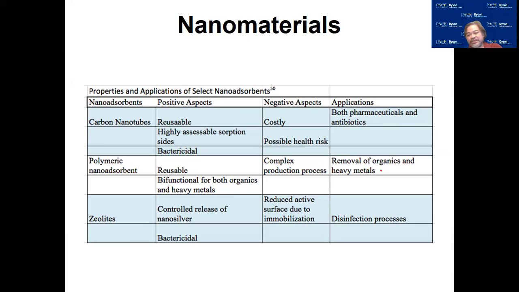Now, the polymeric nanoadsorbent, they found it to be reusable, with a complex production process, that's the negative aspect, and applications in removal of organics and heavy metals. It is bifunctional for both organics and heavy metals. And then we have the zeolites, okay? So this has controlled release of the nanosilver, it's bactericidal.